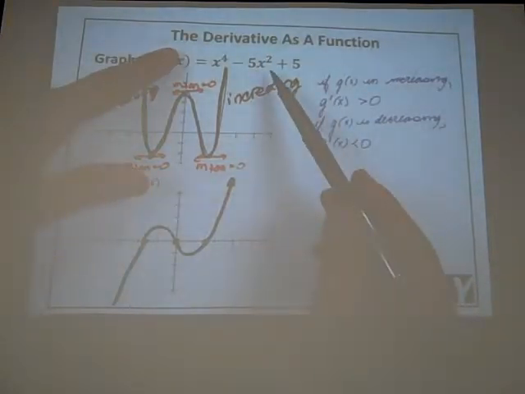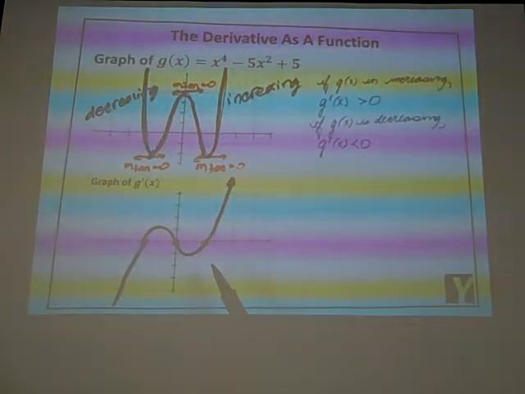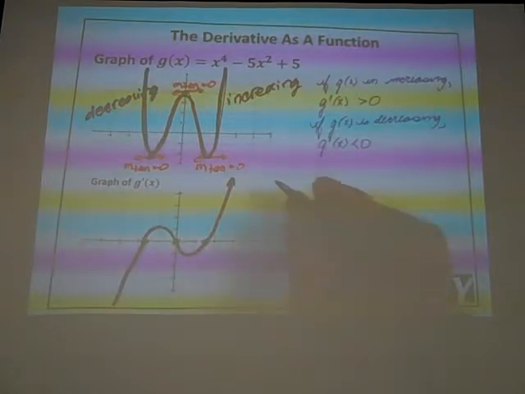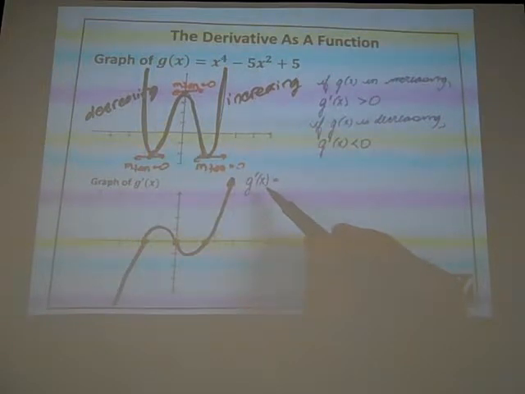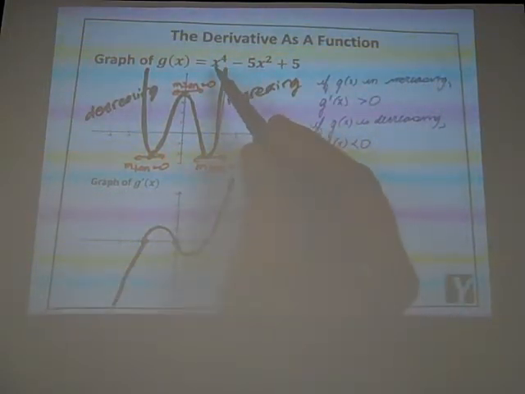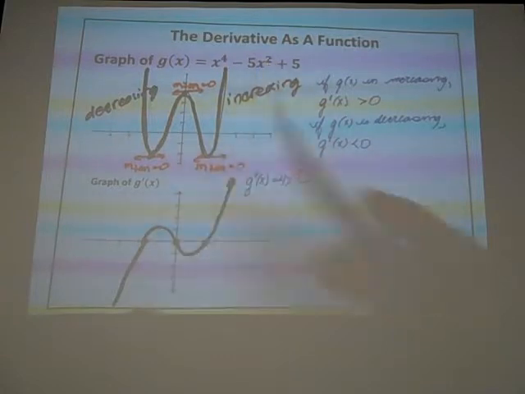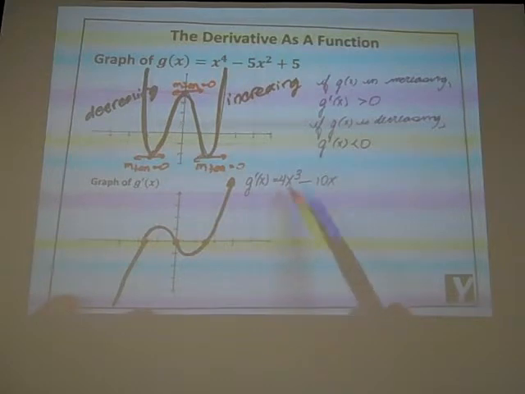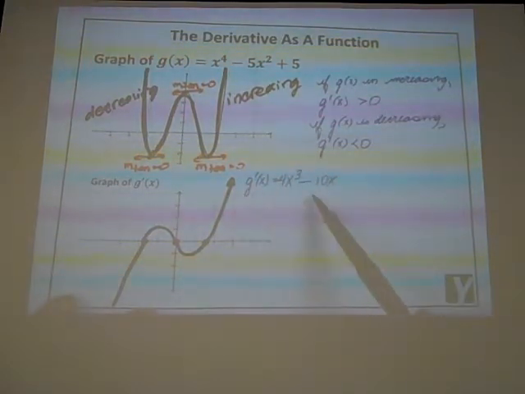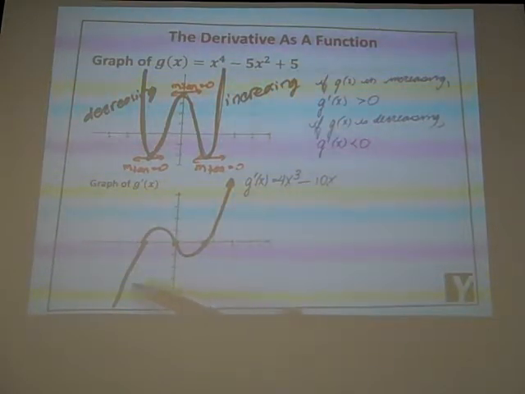We started with a degree 4 polynomial. We now have the graph of something that looks kind of cubic. In fact, for those of you that have figured out the shortcut, you know exactly what this derivative is. If the original function is x to the fourth minus 5x squared, then the derivative is 4x cubed minus 10x. The derivative of the constant is 0. If I were to graph 4x cubed minus 10x on my graphing calculator, you're going to get exactly this graph.